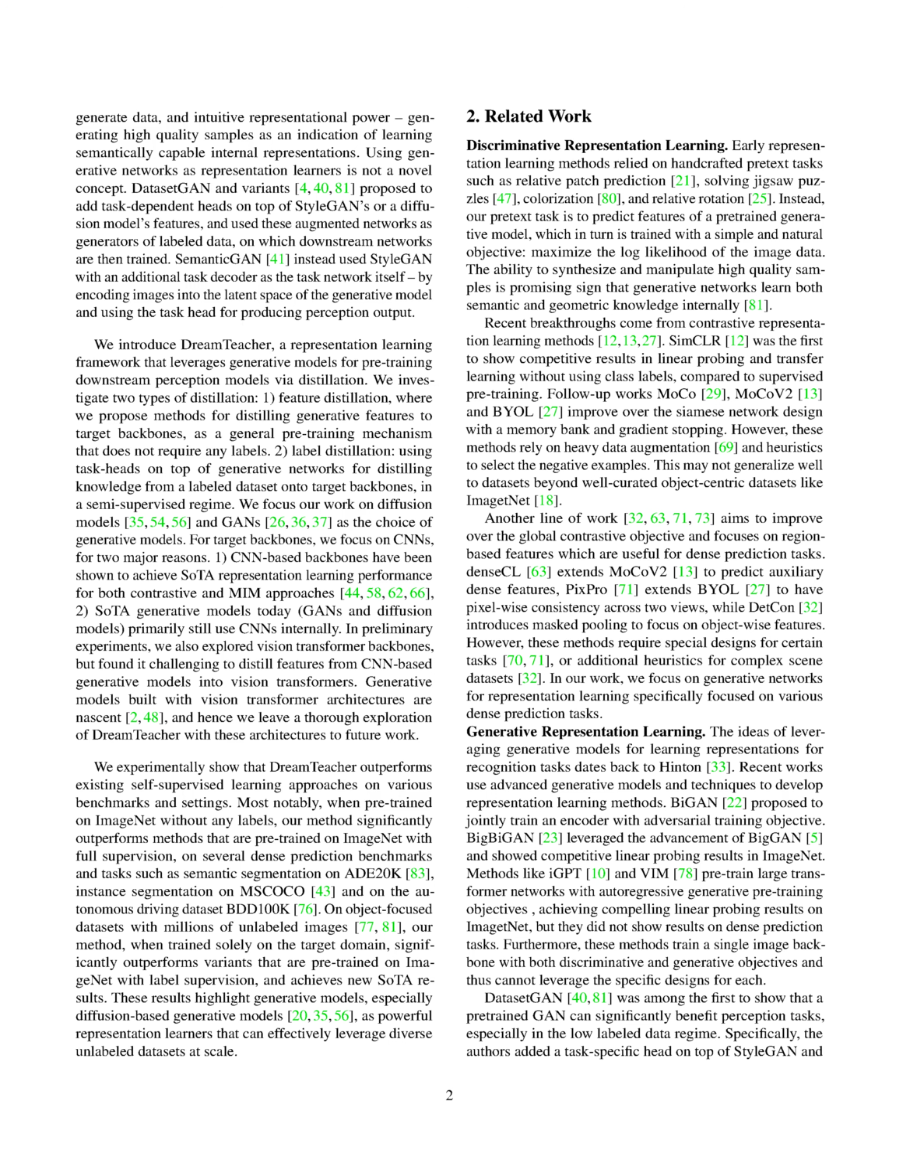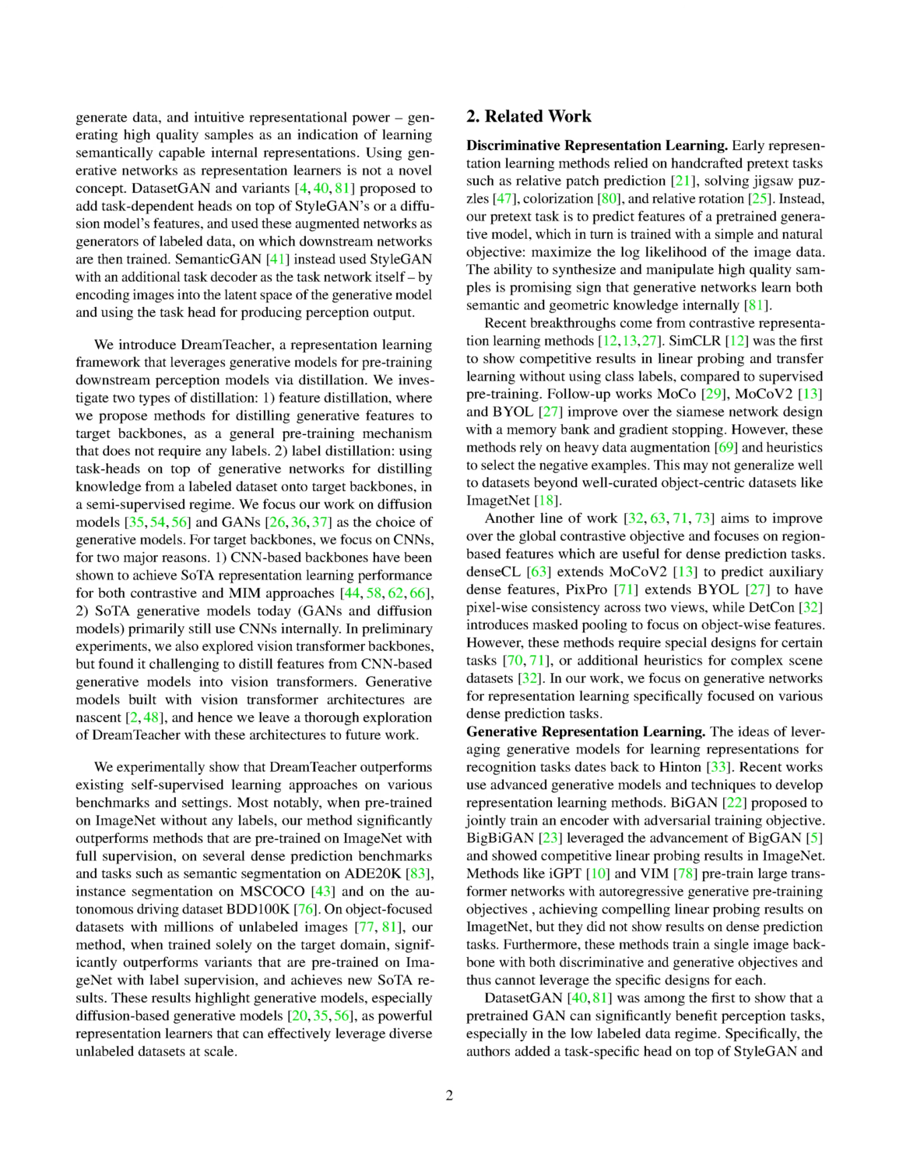Our experiments show that DreamTeacher outperforms existing self-supervised learning approaches on various benchmarks and settings. Most notably, when pre-trained on ImageNet without any labels, our method significantly outperforms methods that are pre-trained on ImageNet with full supervision on several dense prediction benchmarks and tasks. On datasets focused on objects with millions of unlabeled images, our method, when trained solely on the target domain, significantly outperforms variants that are pre-trained on ImageNet with label supervision, achieving new top-tier results. These results underscore the power of generative models, especially diffusion-based generative models, as effective representation learners that can effectively leverage diverse and unlabeled datasets at scale.